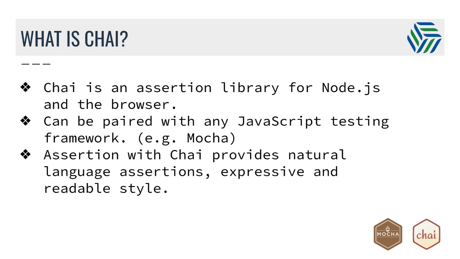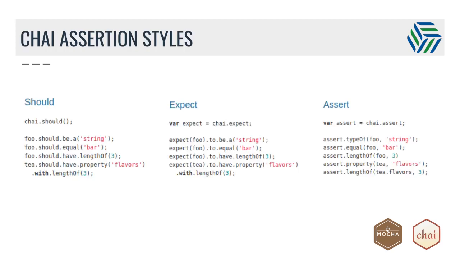What is Chai? Chai is an assertion library for Node.js and the browser, and it can be used with any JavaScript testing framework. In this case, we're going to use it with Mocha, and it provides different styles to write our assertions. So let's quickly review them. We have three assertion styles: should, expect, and assert.